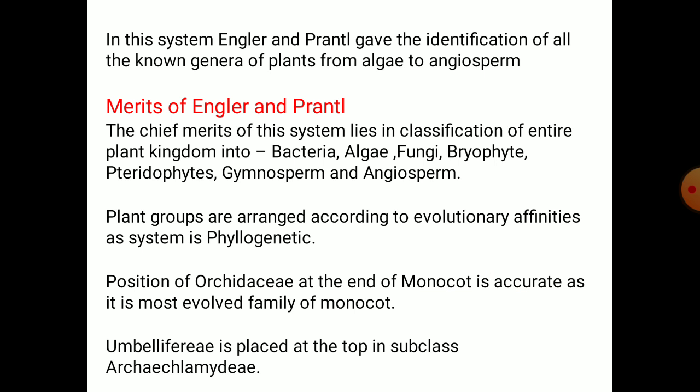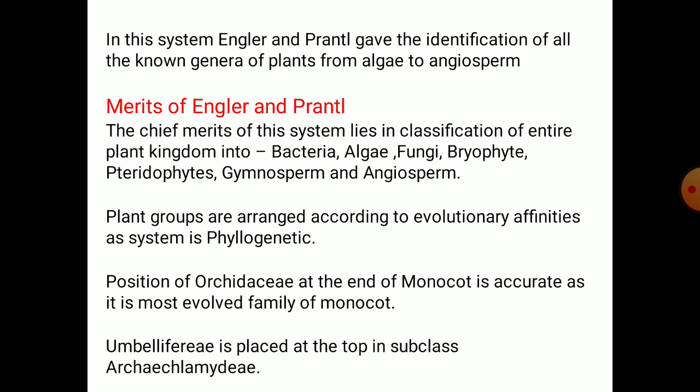Now, the merits of the Engler and Prantl system. The chief merit of this system lies in the classification of the entire plant kingdom into bacteria, algae, fungi, bryophyte, pteridophyte, gymnosperm, and angiosperm. So this is the main merit of this system, which directly indicates that the system focuses right from bacteria up to the angiosperm, dicot, and monocot.